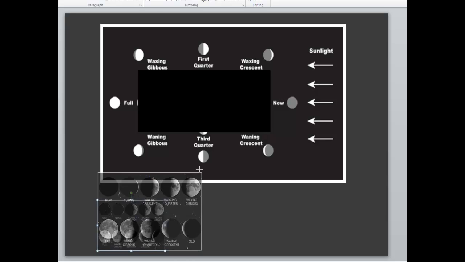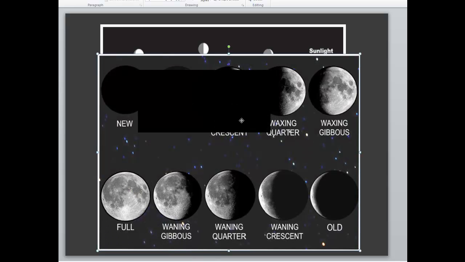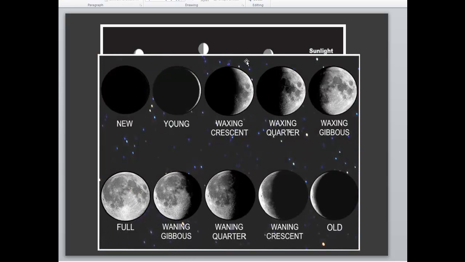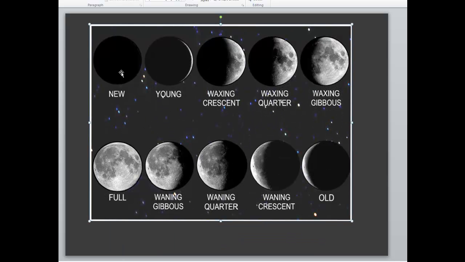And then here we have a full diagram of it. Let me get rid of this. Hide that. Alright, so here's our new. And they added one more, a young phase. Usually you're not going to see that in the books. A waxing crescent. So here's our crescent shape, and the shadow, again, moving right to left. So we're going to be seeing more and more of the moon as the days go on. A waxing quarter. Here's our waxing gibbous. Waxing quarter is another name for our first quarter.